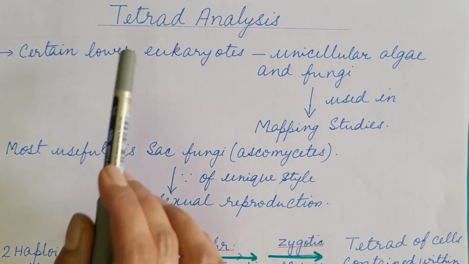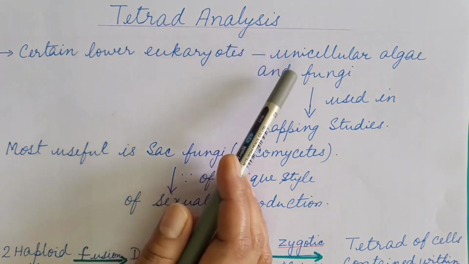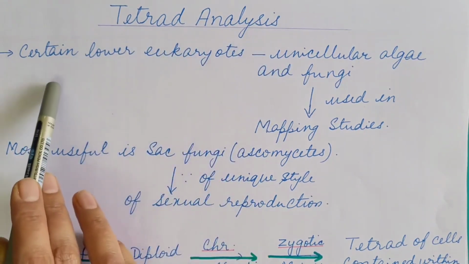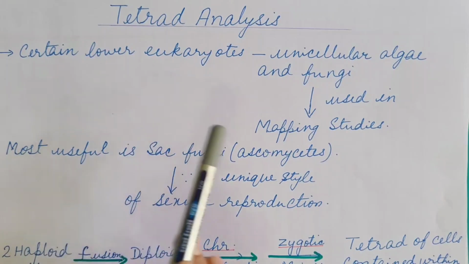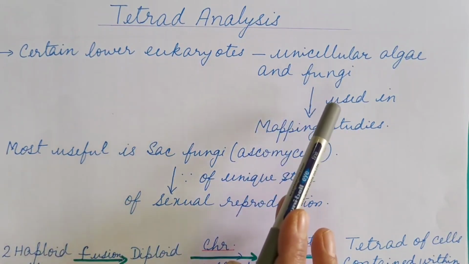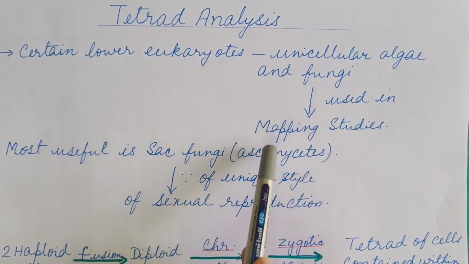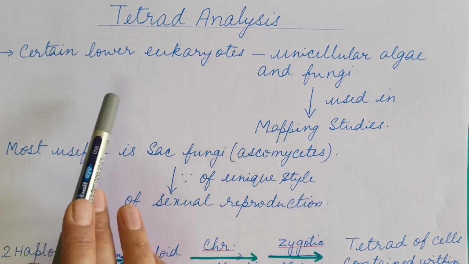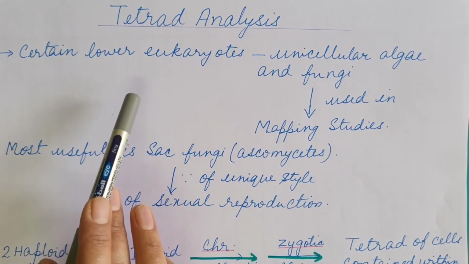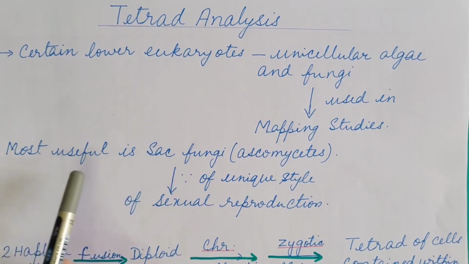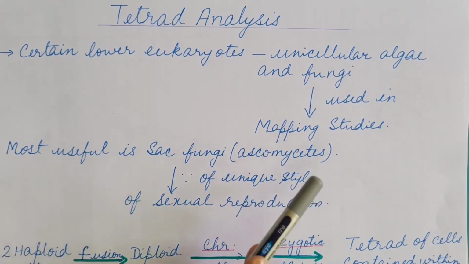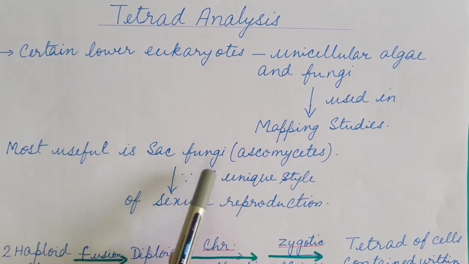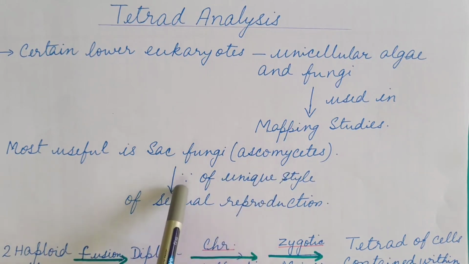Hello friends, today we are going to discuss tetrad analysis. Some of the lower eukaryotes, for example unicellular algae and fungi, are used in mapping studies or genetic mapping. These spend most of their life cycle in the haploid state. Among them, the most useful in genetic mapping are sac fungi or ascomycetes. This is because they have a unique style of sexual reproduction.